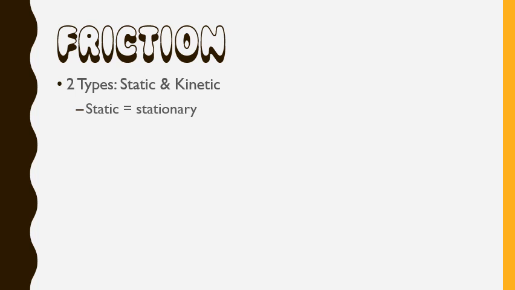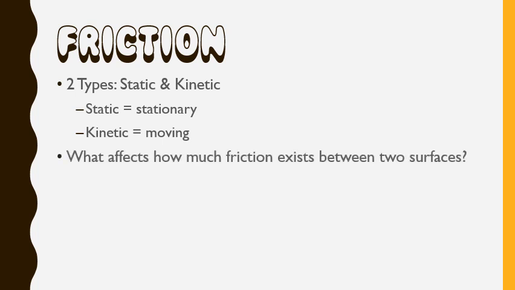The final force we have not yet studied is friction. What we do know about friction is that there are two types, static and kinetic friction. We know static friction is present when an object is stationary, and kinetic friction is present when an object is moving. The thing we haven't studied yet is what affects how much friction exists between two surfaces.